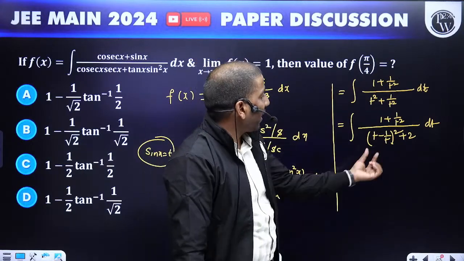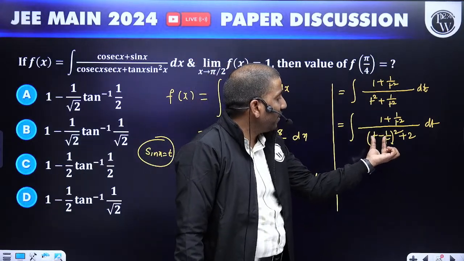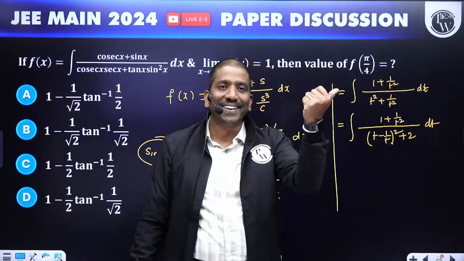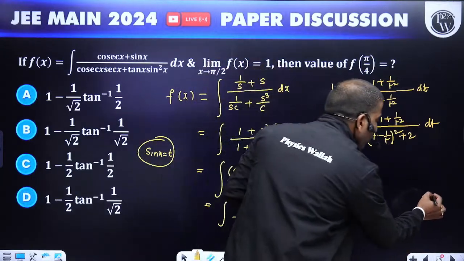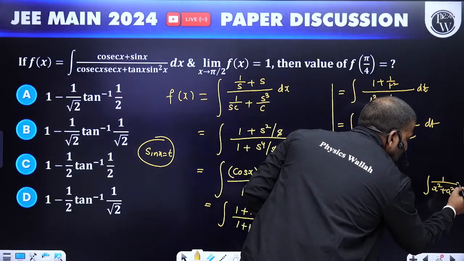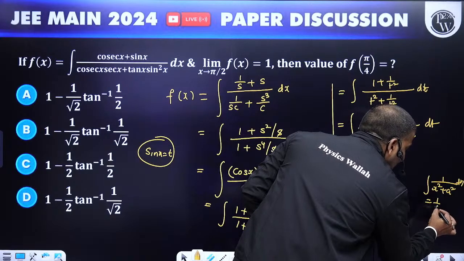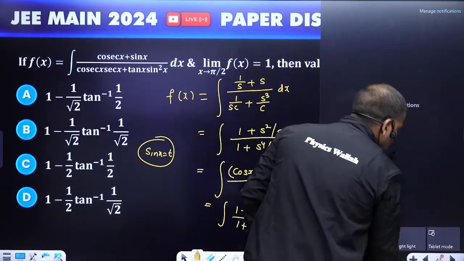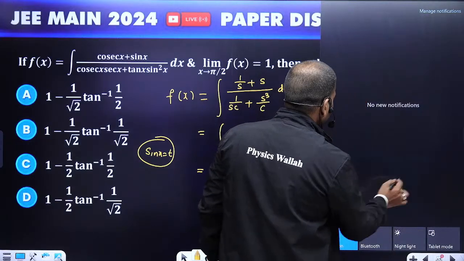So now again, if you take this as z, it is z square plus 2, and this whole numerator part will become dz. So it is simply which formula? Integral 1 by x square plus a square dx. That is 1 by a tan inverse x by a. Yes?